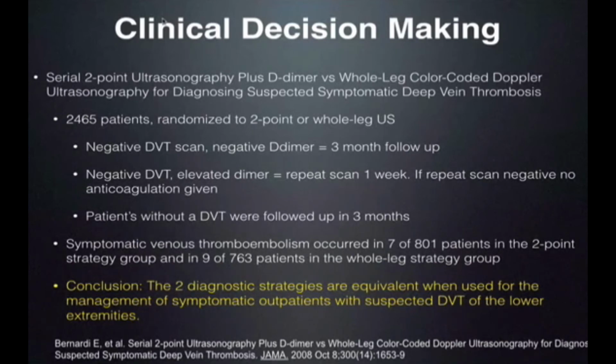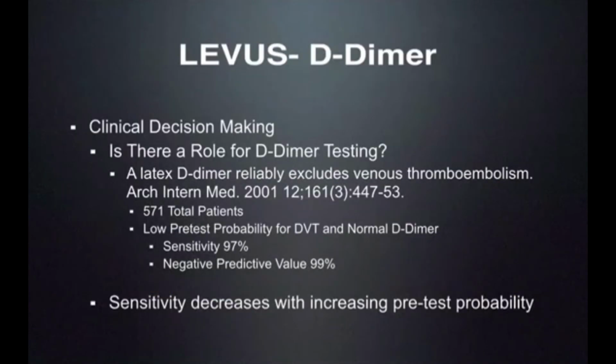In other words, at 3 months, the odds of having a venous thrombotic event, which is truly what we're trying to exclude, are practically the same. Now, what is the role of D-dimer? Because we just talked about that in our prior study, the role for D-dimer is it can be used reliably to exclude venous thromboembolisms in the setting of a negative DVT scan. And as you can see in this study, in patients with a low pretest probability for DVT and a normal D-dimer, the negative predictive value was 99%.